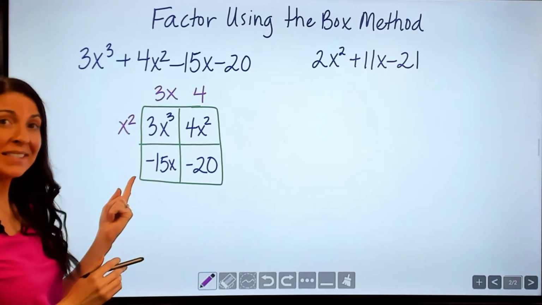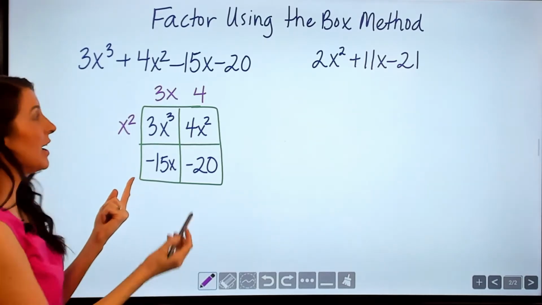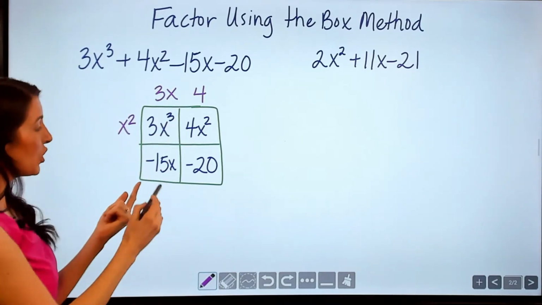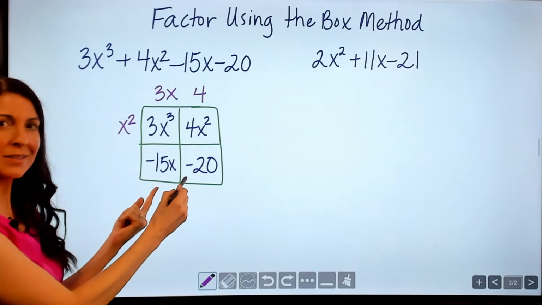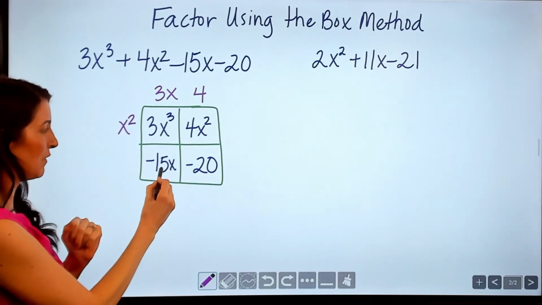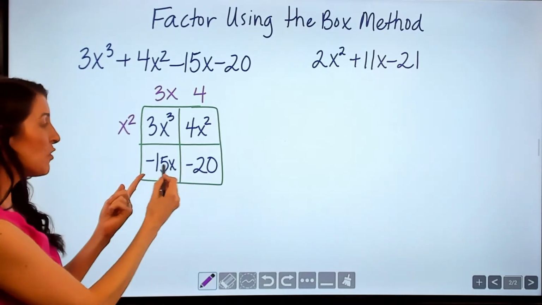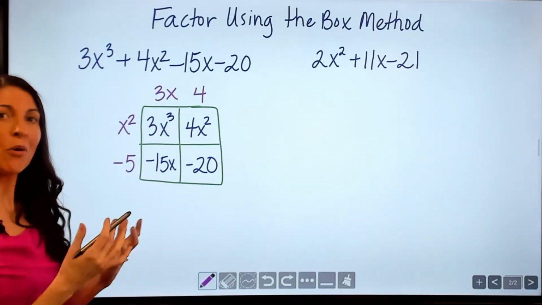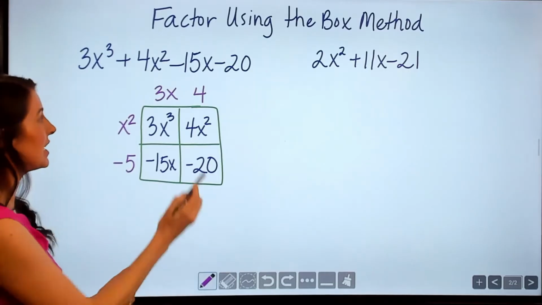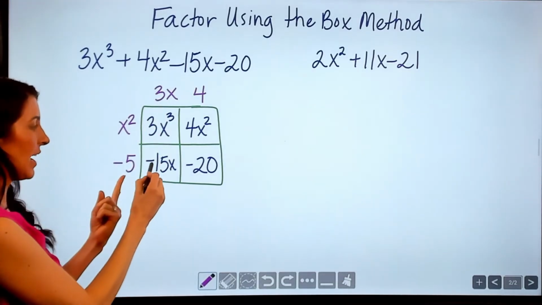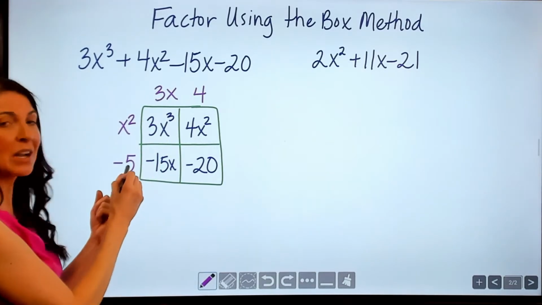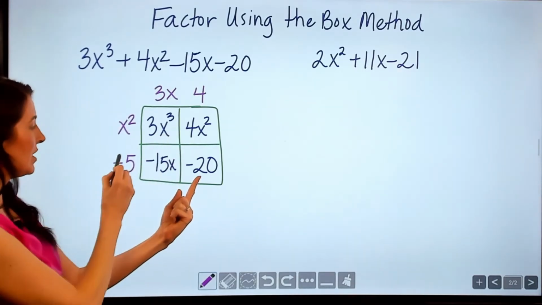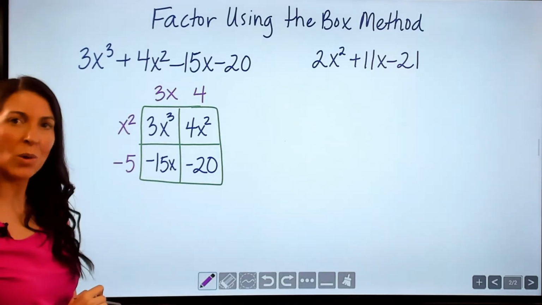Doing the same thing down here. You can think of area and thinking of 3x times what gives you negative 15x, or you can look at this row and think what is the greatest common factor between negative 15x and negative 20. Some of you may do that and say, okay, the greatest common factor is negative 5, or like I said, if you use the area idea, 3x times what is negative 15x, 3x times negative 5 is negative 15x, and then make sure to check it here. 4 times negative 5 is negative 20.